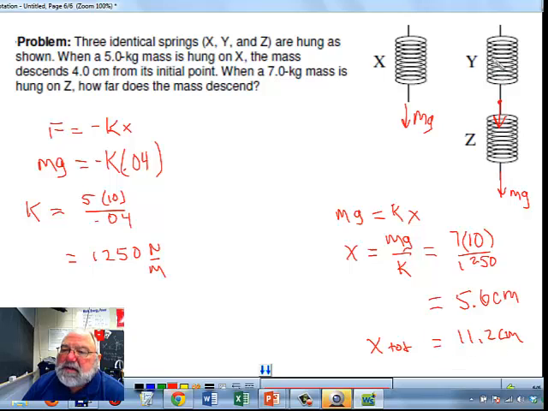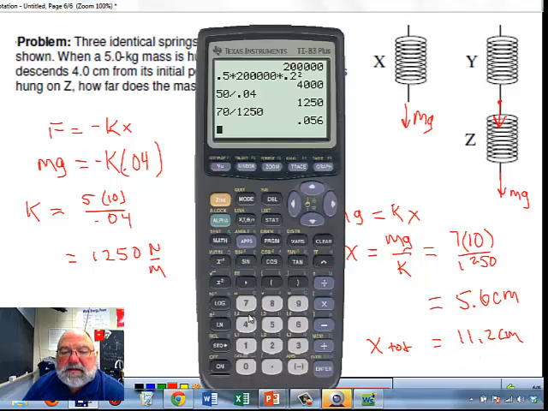So if we were to calculate an effective or an overall spring constant for this, it would be different than 1,250. It would be 70, our weight, or the force exerted on it, divided by 11.2 centimeters. And let's see what that is. 70 divided by 0.112. And our effective k now is 625 newtons per meter.